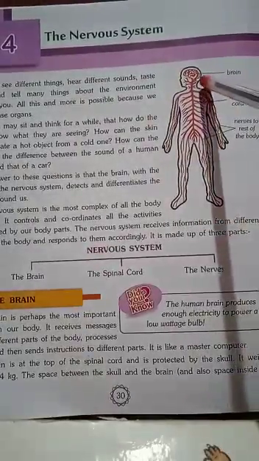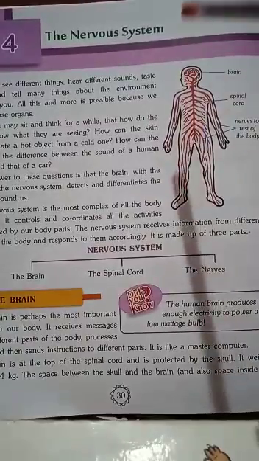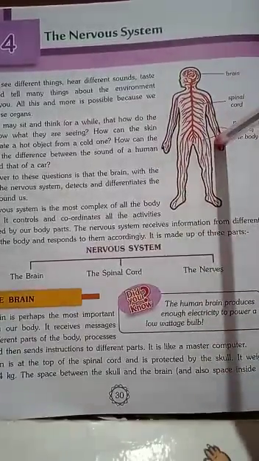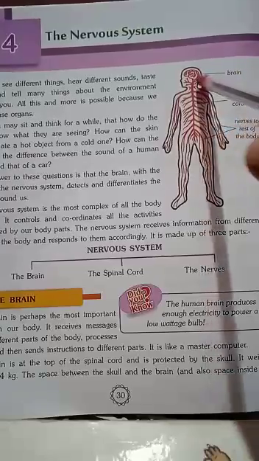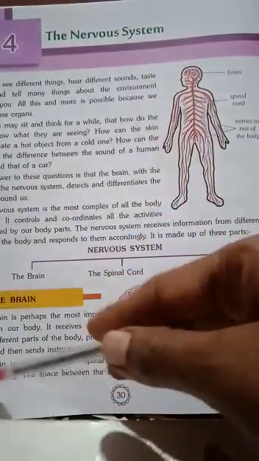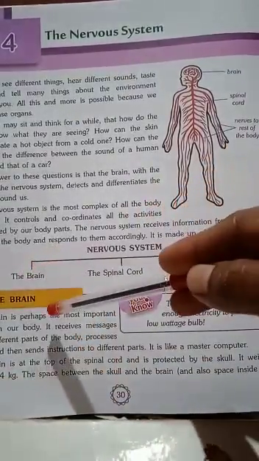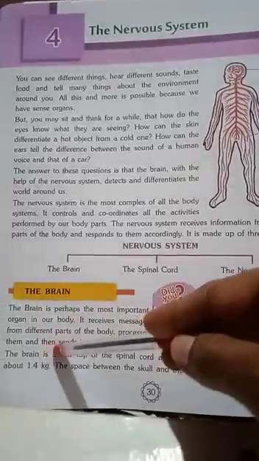The brain is protected by the skull. You know, we have weight, right? Similarly, the brain has a weight. How much? It is 1.4 kg. Sorry, not 4 point, it is 1.4 kg. The weight of the brain is 1.4 kg.